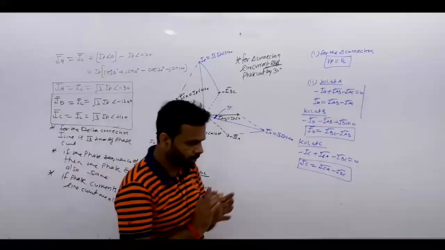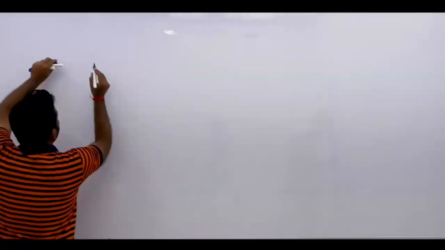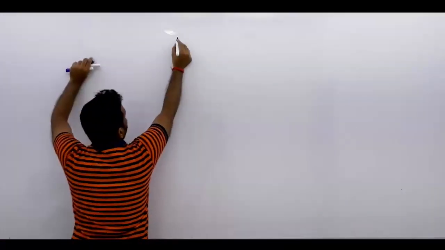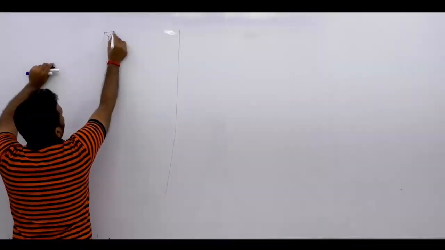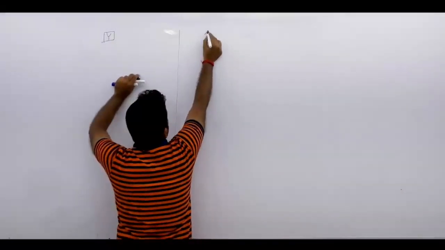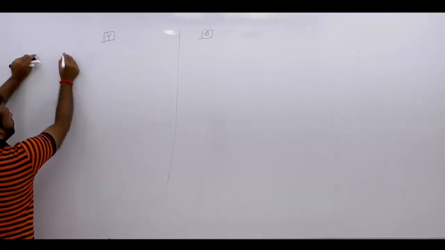So let's start. We have the comparison of star versus delta. So let's start our comparison between the star and delta. On the left hand side we take star, and on the right hand side we take delta connection. So first point about the star and delta is what?